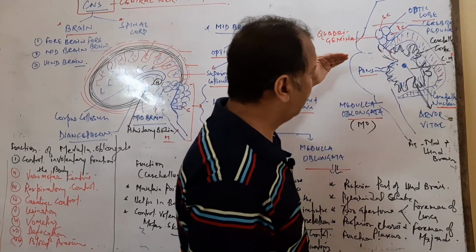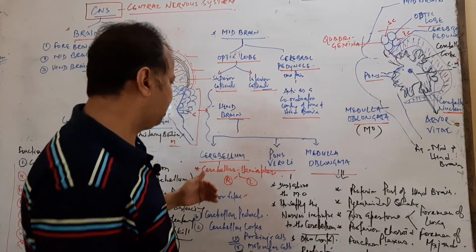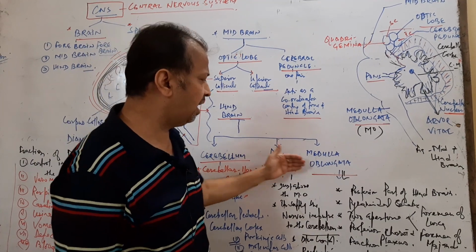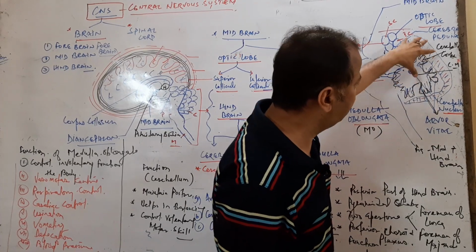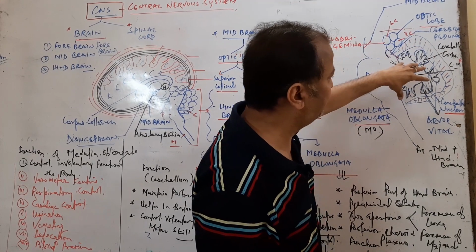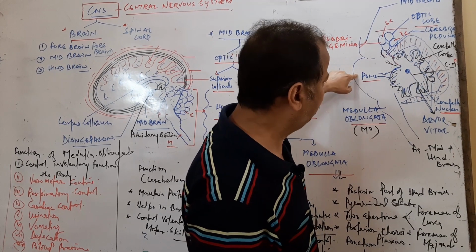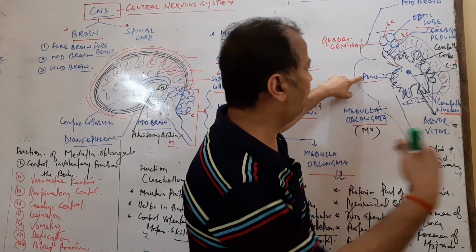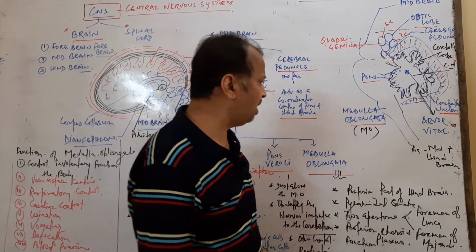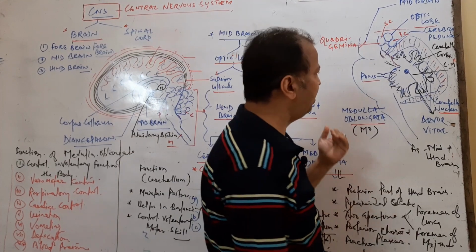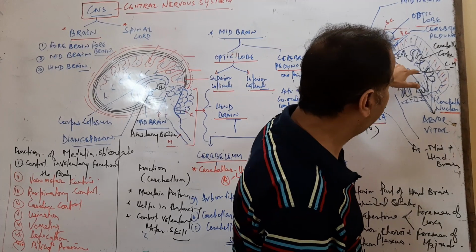The next part is the hindbrain, which is differentiated into three parts: cerebellum, pons, and medulla oblongata. You see the cerebellum here. This is the second largest part of the brain. It is also called the little brain. The next part is the pons, which is in front of the cerebellum, and the lower posterior part is called the medulla, which is pyramidal in shape. One by one we discuss. First we discuss the cerebellum.